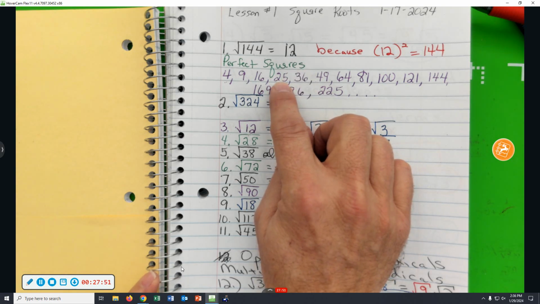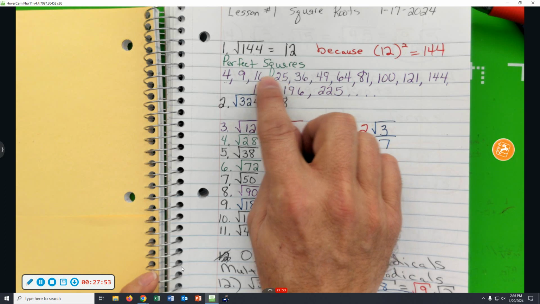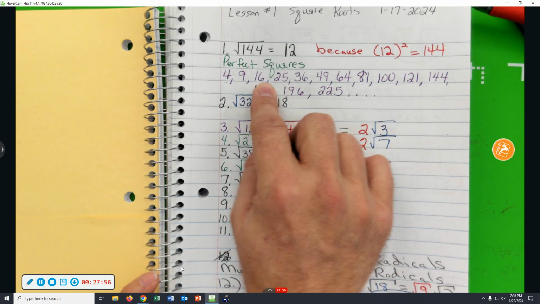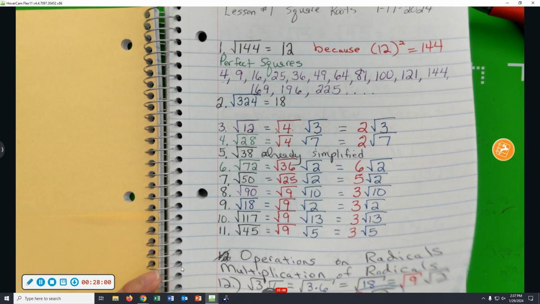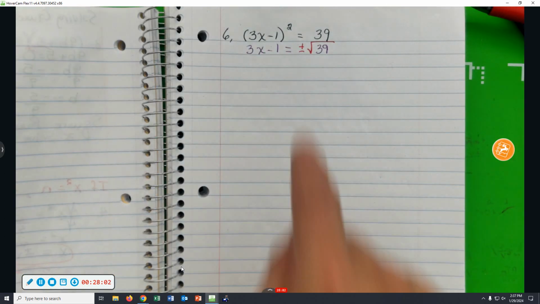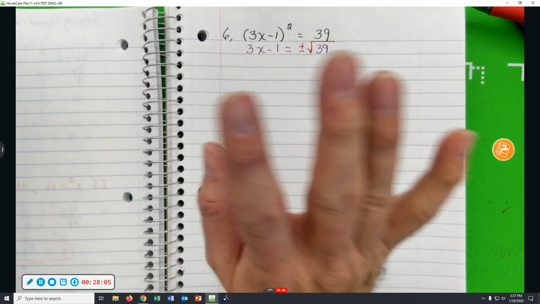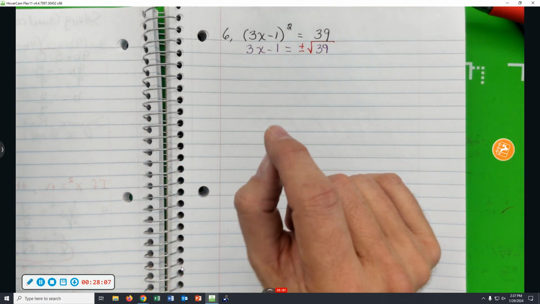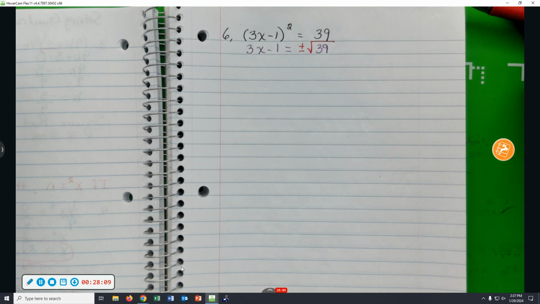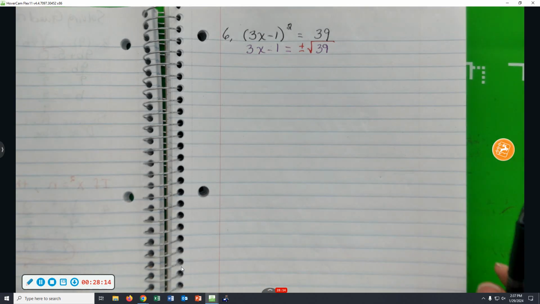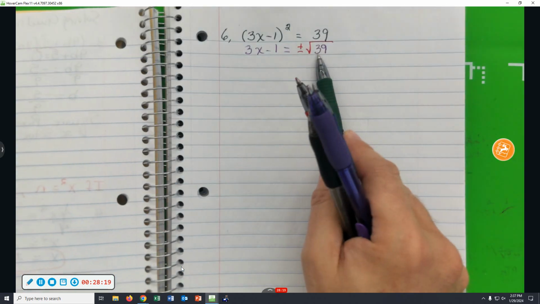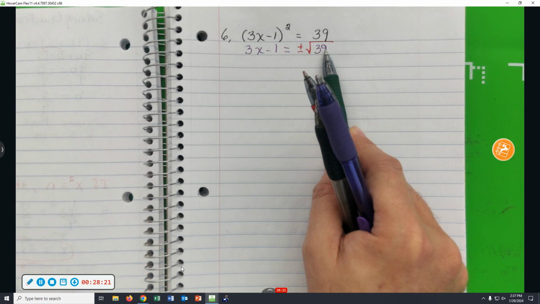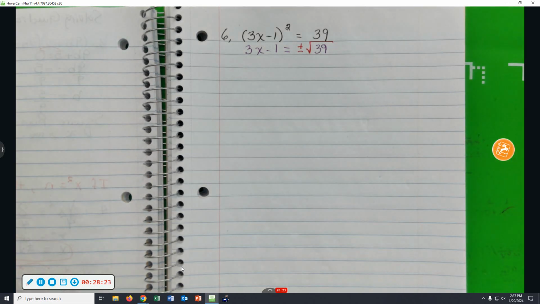25, 39 divided by 25, nope. 39 divided by 16, 39 divided by 9, 39 divided by 4. In fact, what are the only two numbers that divide evenly into 39 other than 1 and 39? What are the only two numbers that multiply together to give you 39? 3 times 13. Neither of those are perfect squares. That square root of 39 can't be simplified. Okay? But we're not finished.